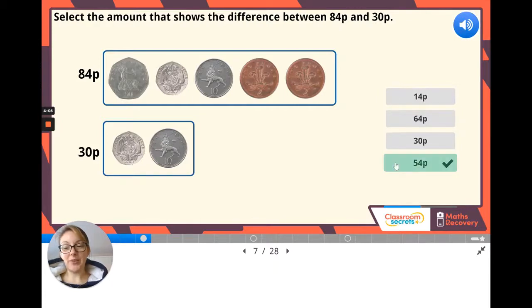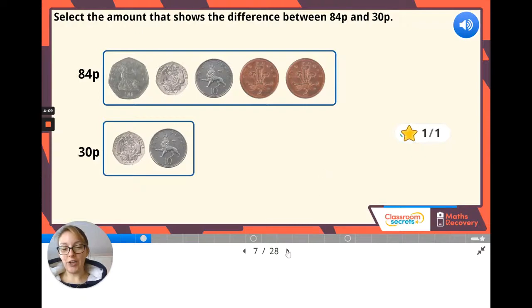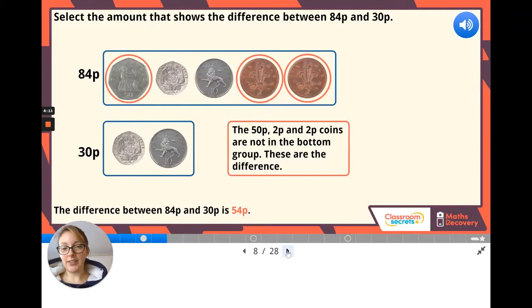Well done. So if you said the difference was 54, you are correct. So let's have a look. You can see there clearly that these coins are what was different. So the difference between 84p and 30p is 54p. Okay, well done.